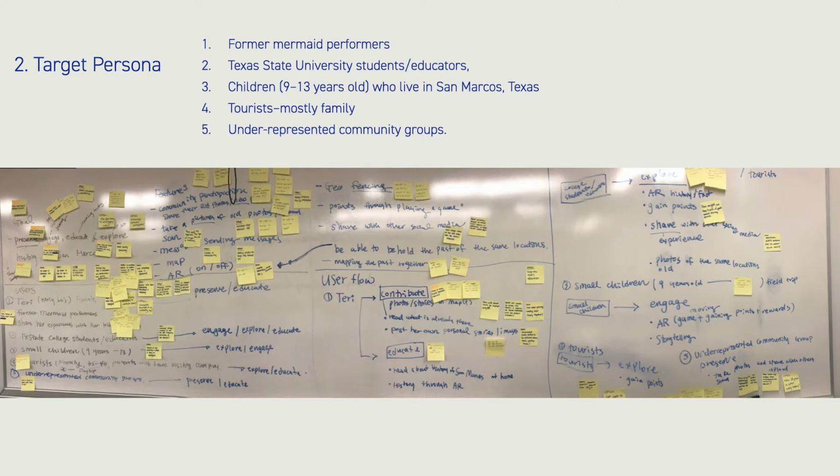And as a group, we created target personas, and there were 5 groups. Former mermaid performers, Texas State University's students and educators, children 9 to 13 years old who live in San Marcos, Texas, tourists, mostly family, and underrepresented community groups.